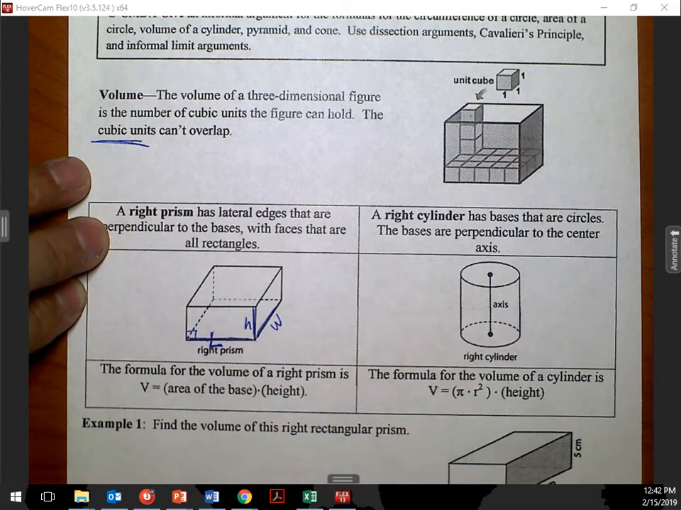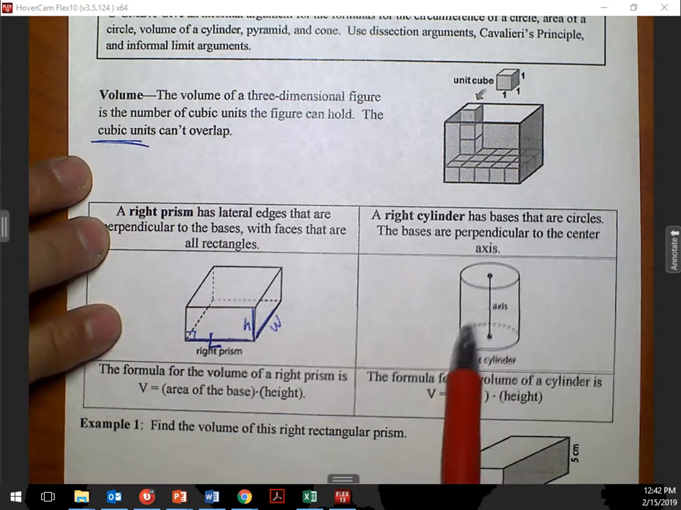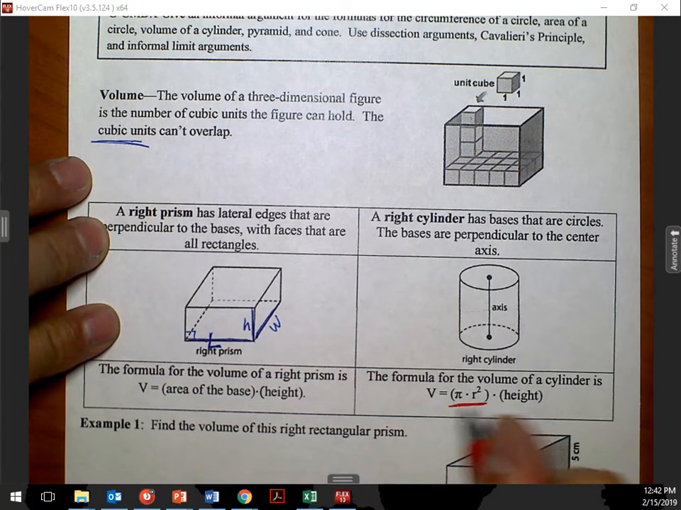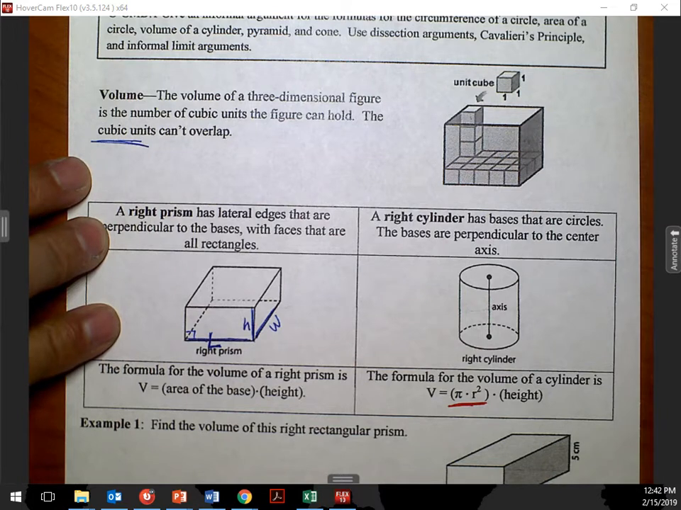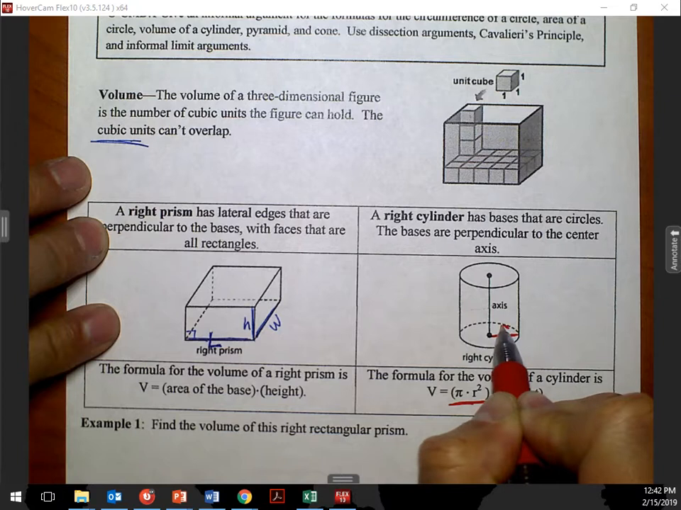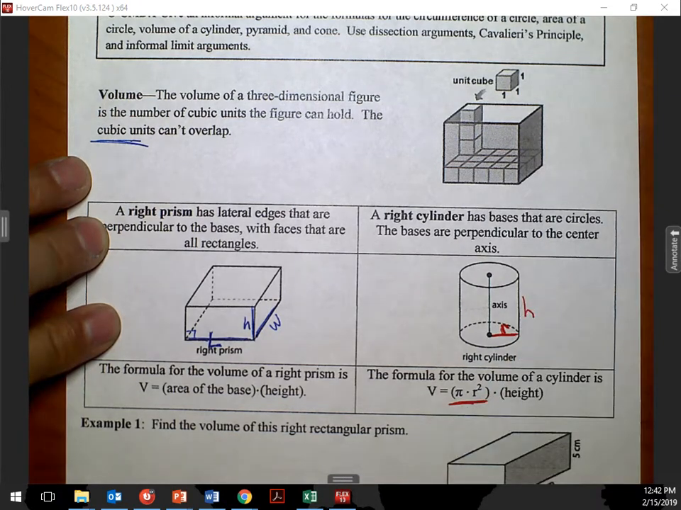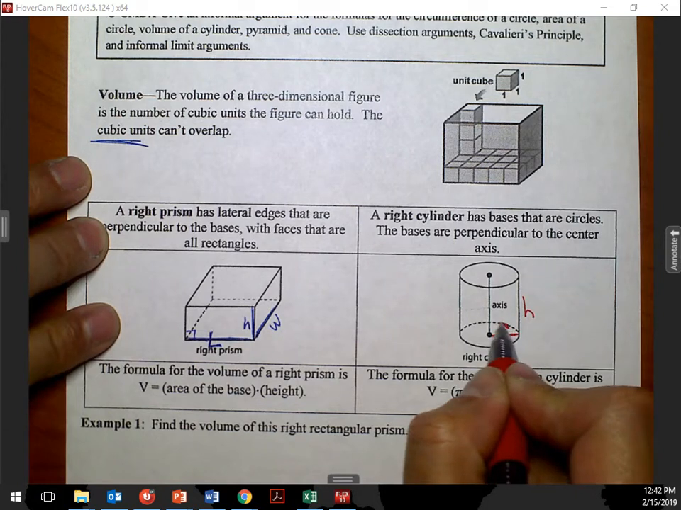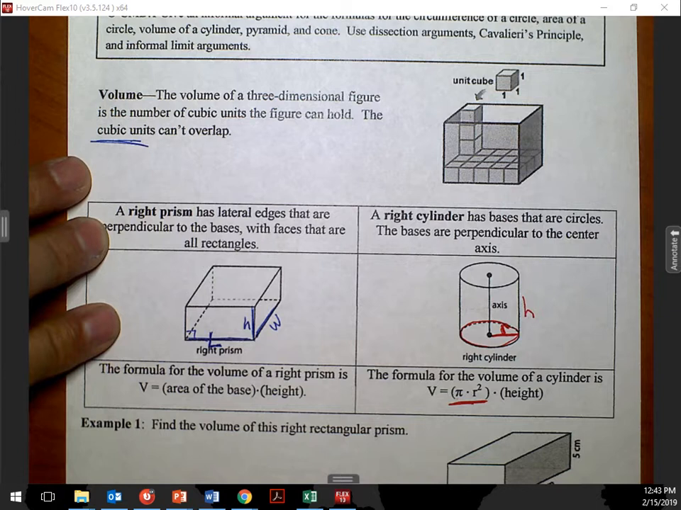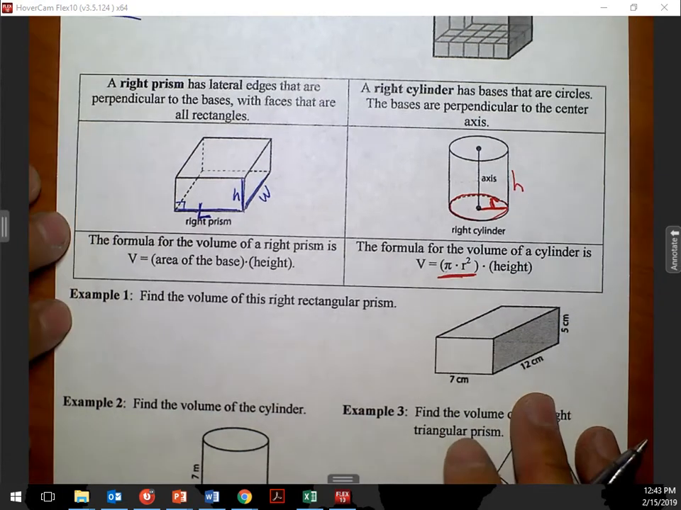This one right here is the same thing. But for this one, the base is a circle, and the area of a circle is pi r squared. Whatever my radius is, this is my radius right here, and then my height is here. So it's going to be pi times r squared times height. Basically the area of the circle times the height. All right, let's go ahead with this example. There's a question.